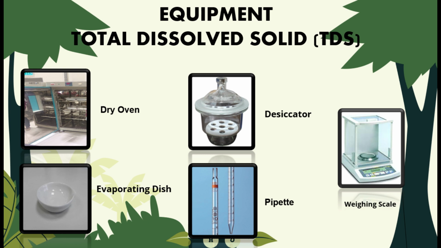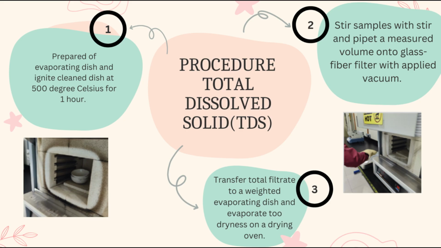For the next procedure, let's move on to TDS. For the first step, prepare the evaporating dish. Ignite a clean evaporating dish at 500 degrees Celsius for 1 hour in a muffle furnace, and then store it in a desiccator if needed. The second step is to stir the sample with a magnetic stirrer and pipette to measure the volume onto a glass fiber filter with applied vacuum. The third step is to transfer the total filtered sample with washing to a weighed evaporating dish and evaporate to dryness in a drying oven.